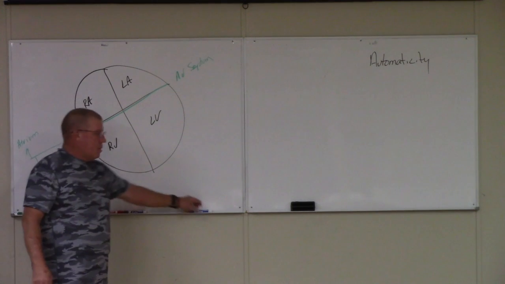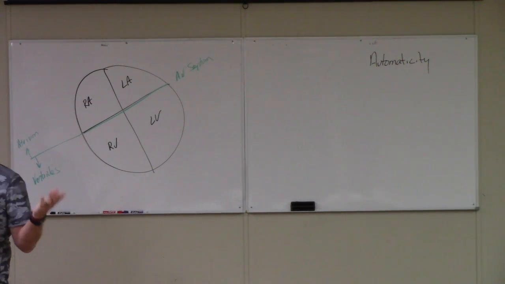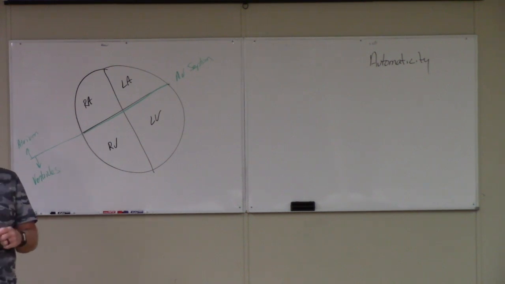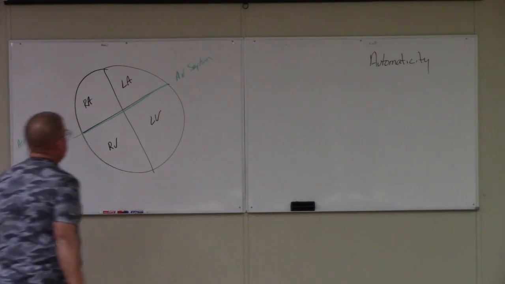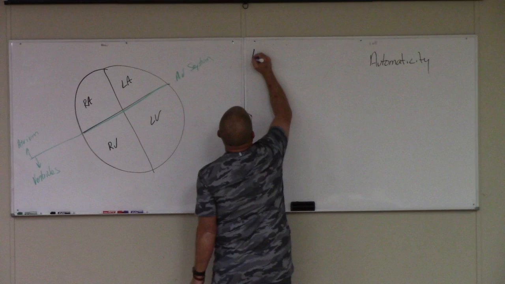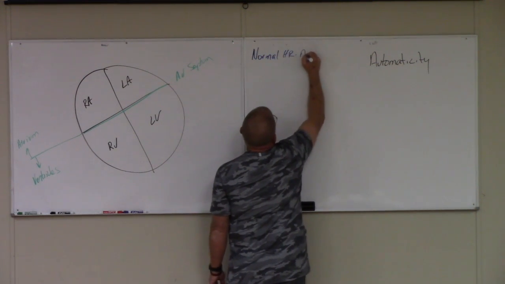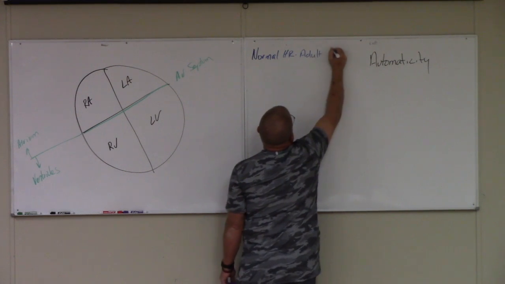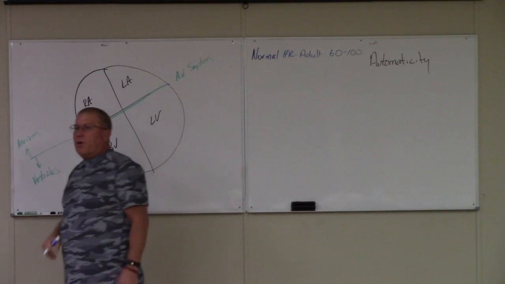So, I'm going to do this in a different color. What is the normal heart rate of an adult? 60 to 100, okay? And we call that an inherent heart rate. That is a normal heart rate for an adult. Normal heart rate, adult, 60 to 100. Okay? So where does that need to come from?